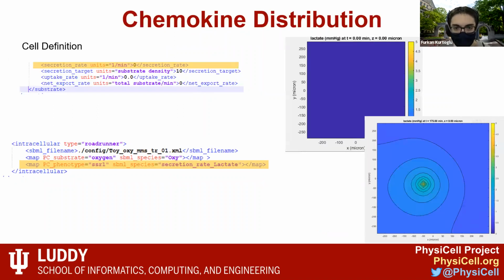And this is a very similar example. As you can see, the secretion rate for the chemical is 0, but we set the secretion rate to lactate. So there's a typo. This is the old syntax. So right now we have SSR lactate. There's a typo, I'm sorry. I need to write this one.